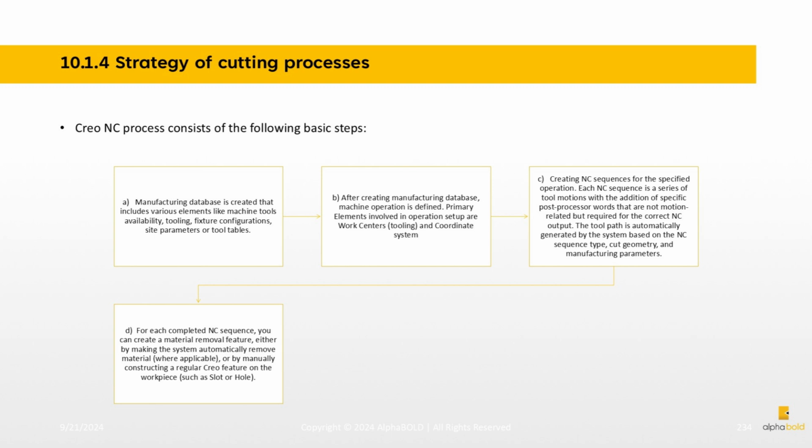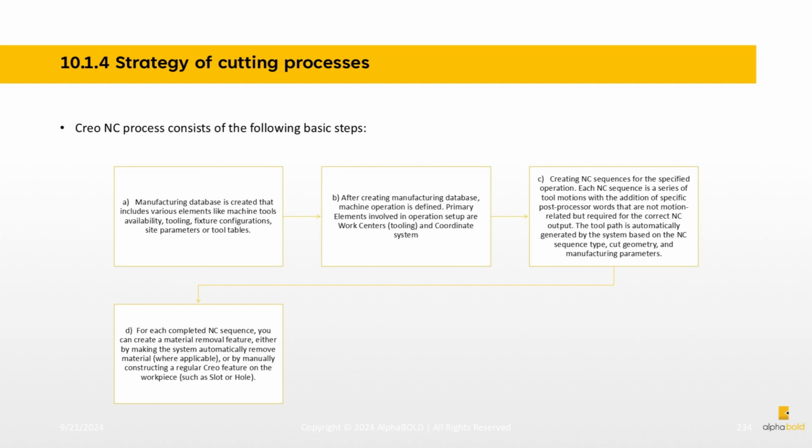C. Creating NC sequences for the specified operation. Each NC sequence is a series of tool motions with the addition of specific post-processor words that are not motion-related but required for the correct NC output. The tool path is automatically generated by the system based on the NC sequence type, cut geometry, and manufacturing parameters.